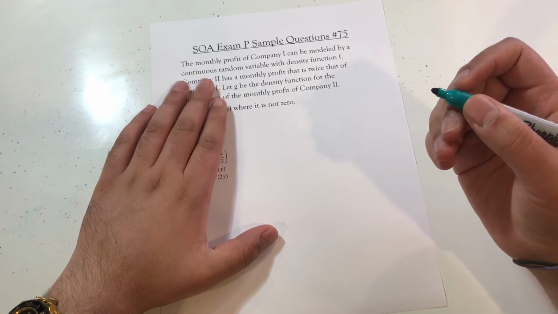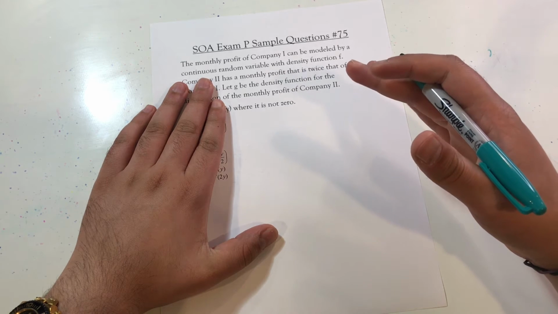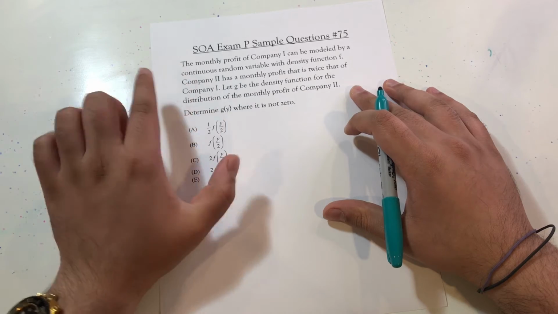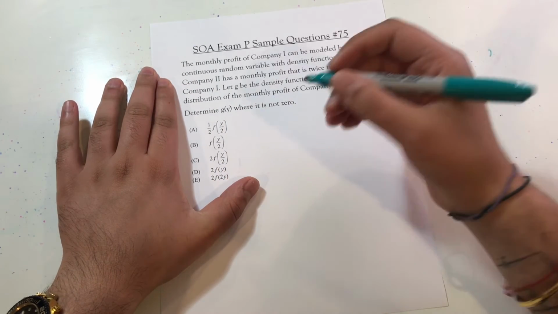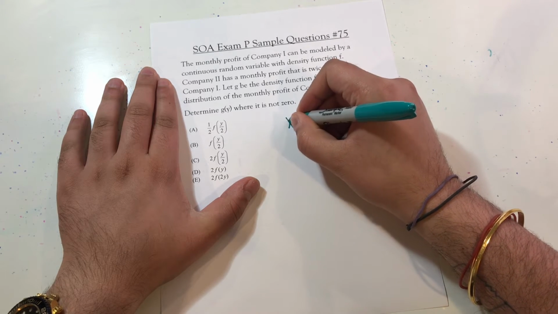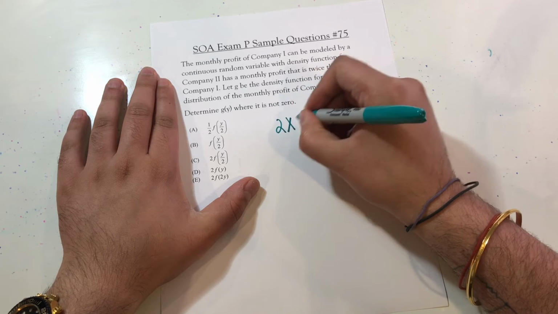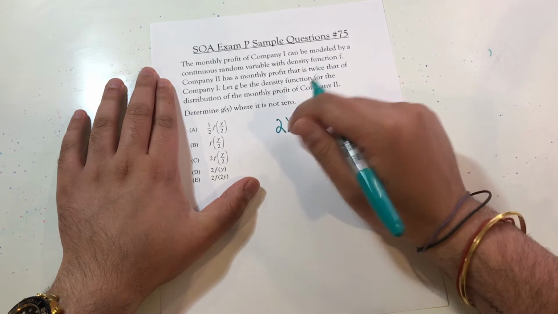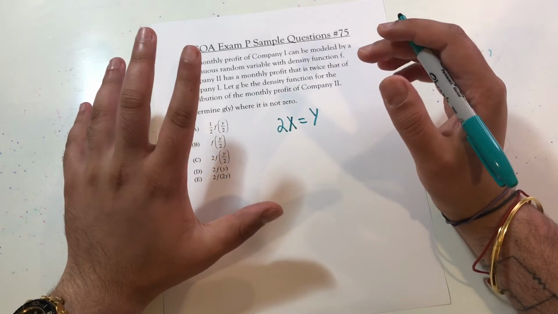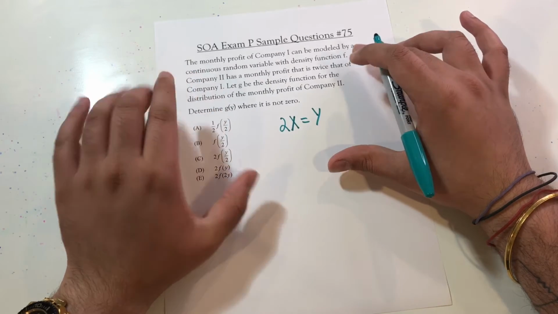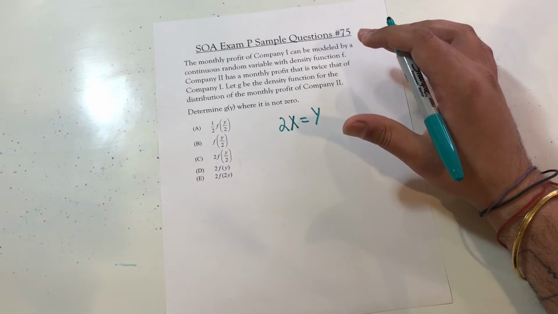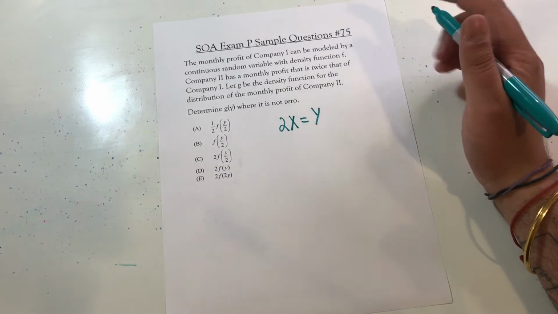We know that the profits for company 2 is twice that of company 1. So I can write this relationship: 2x is equal to y, right? Because company 1's profit is x, company 2's profit is y. Now, based off this information, we're going to try to determine the CDF of y and then differentiate that.